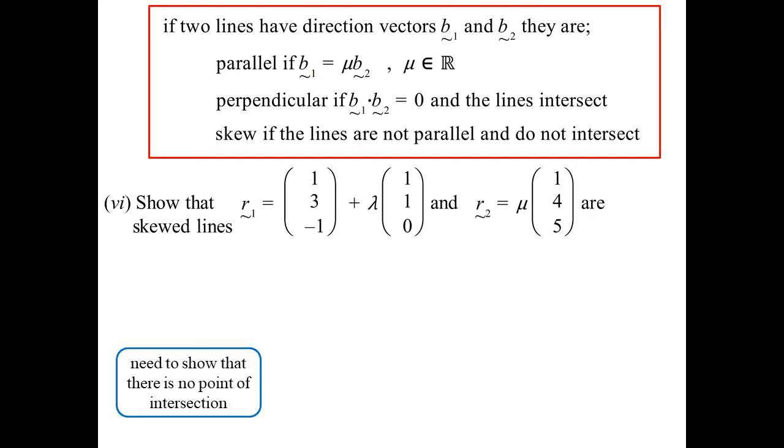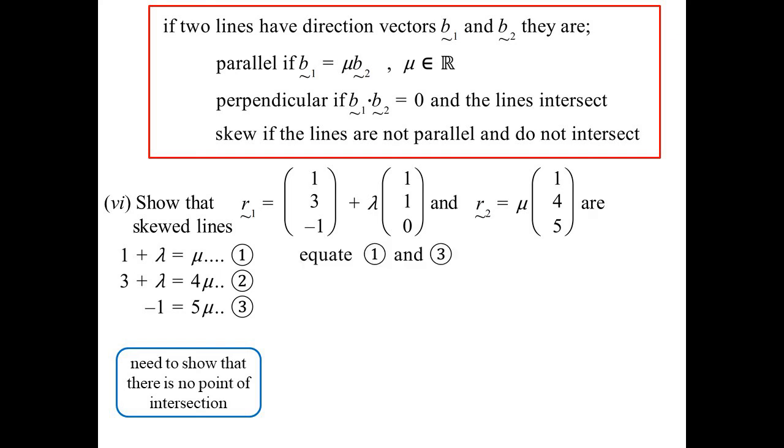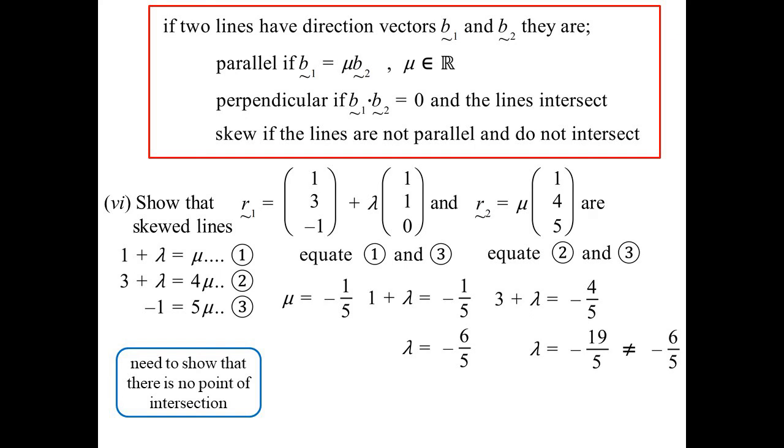So we need to show that there's no point of intersection, basically, that these will never meet. Okay. Parametrics: 1 plus lambda equals mu, 3 plus lambda is 4 mu, and minus 1 is 5 mu. If they were to intersect, that would be true. If I equate the first one with the third one, I end up with, well, mu is minus a fifth, so lambda becomes minus 6/5. If I equate 2 and 3, I come up with lambda is minus 19 on 5, which does not equal minus 6 on 5. I've come up with two different answers.